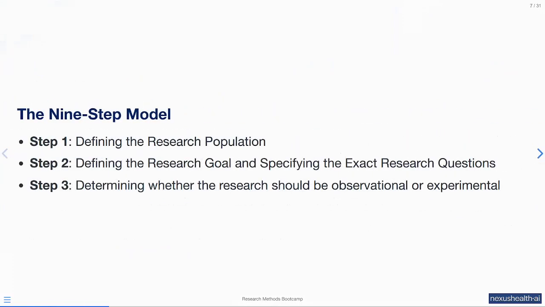We go on to the 9-step model. The first step is to define the research population. Who are we going to study? Who are the people that we are interested in studying? And the second step is to define the research goal and to specify the exact research questions that we are interested in answering. Step 3 involves determining whether the research should be observational or experimental.